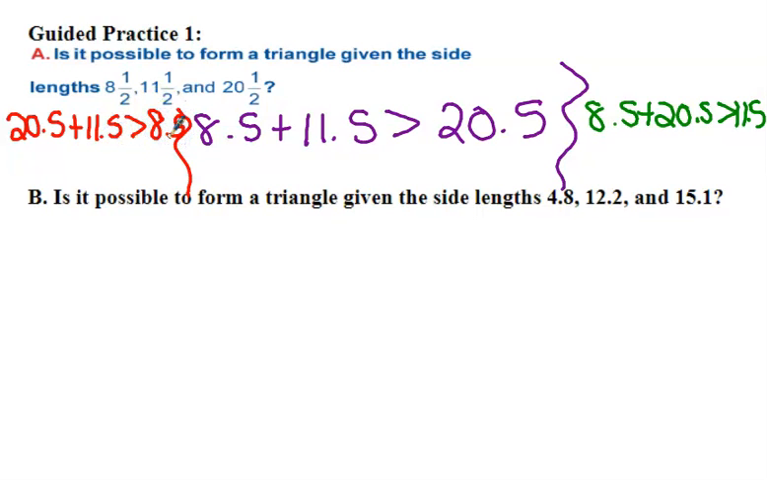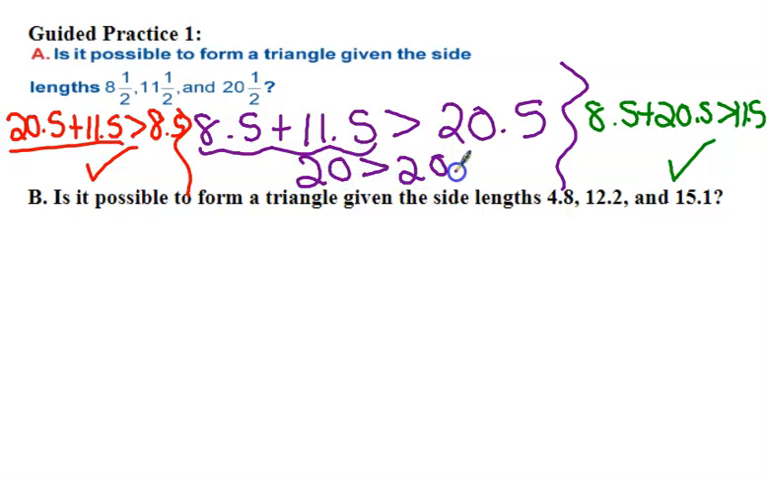Automatically I know that these two numbers add up greater than 8.5, so that one is good to go. And I know 8.5 and 20.5 add up to greater than 11.5. But let's talk about this middle one: 8.5 plus 11.5. Well, that would be 20. Now, is 20 greater than 20.5?